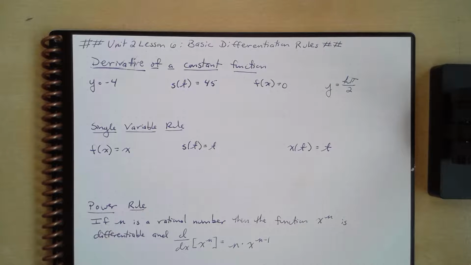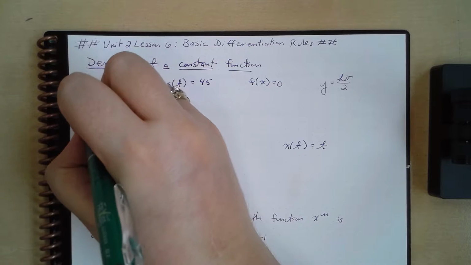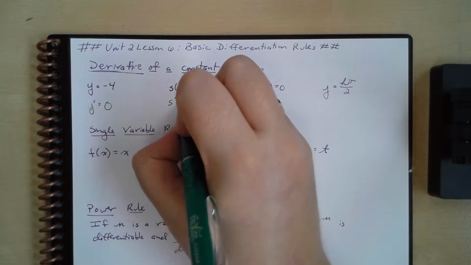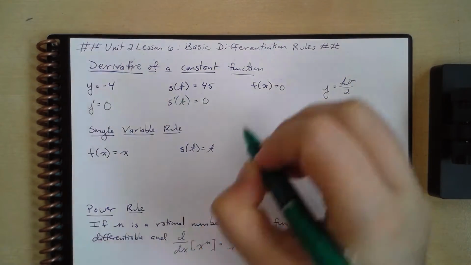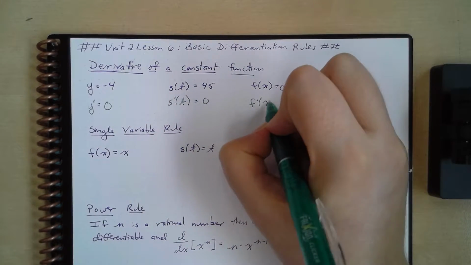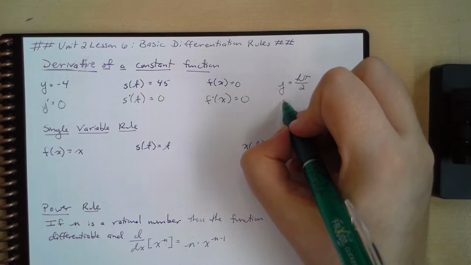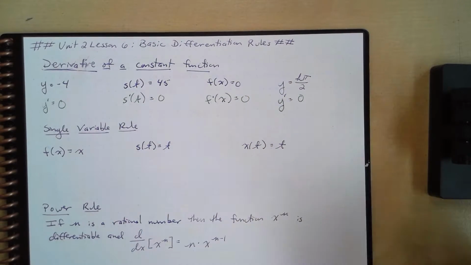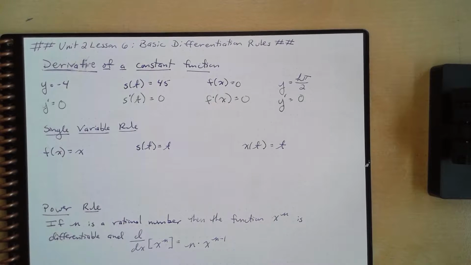The derivative of a constant function is 0. That's it. So y prime of -4 is just 0. S prime of t of 45 is 0. F prime of x of 0 is 0. And y prime of k pi over 2 is just 0. That's it. That's the easiest one you're ever going to have.